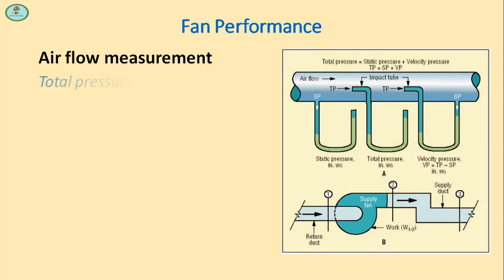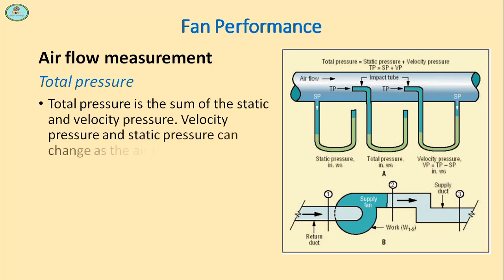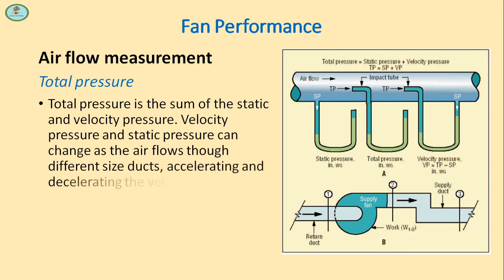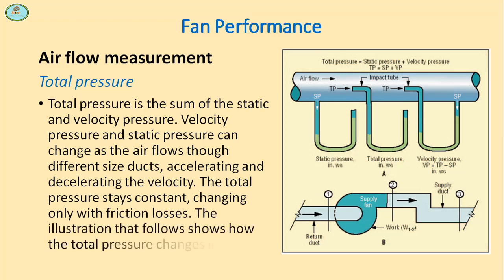Total pressure. Total pressure is the sum of the static and velocity pressure. Velocity pressure and static pressure can change as the air flows through different size ducts, accelerating and decelerating the velocity. The total pressure stays constant, changing only with friction losses. The illustration that follows shows how the total pressure changes in a system.